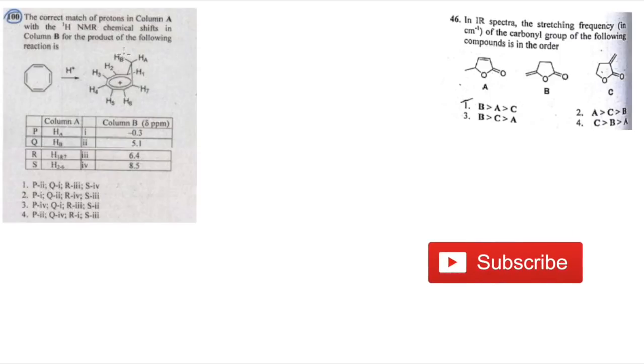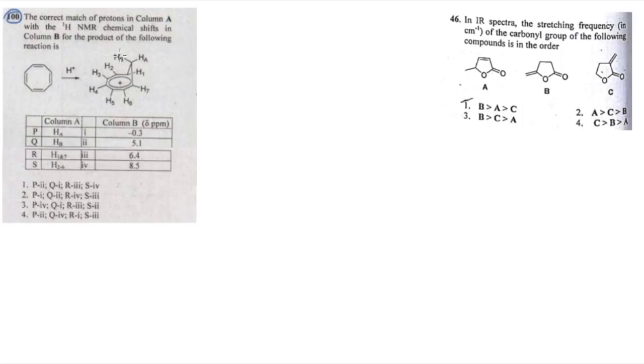Now this particular question is also a part of your organic spectroscopy, which was asked in your CSIR June 2018 exam for 4 marks. It says that the correct match of the protons in column A with the proton NMR chemical shift in column B for the product of the following reaction is. Now you need to know about the formation of this.